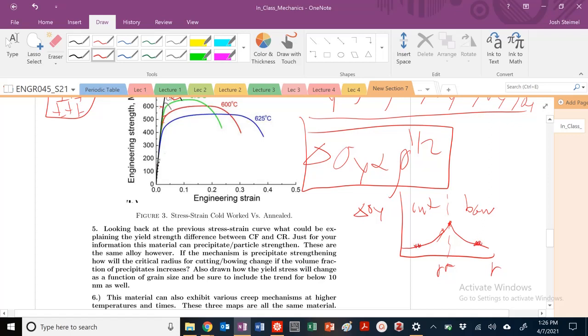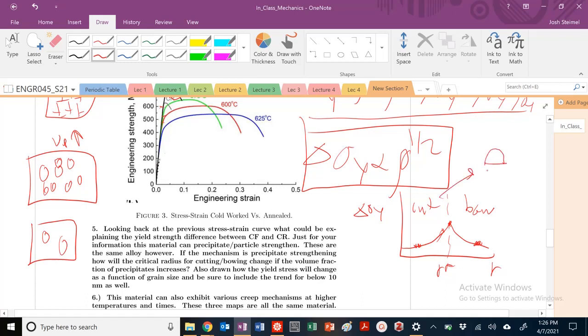If the mechanism is precipitate strengthening, how does the critical radius for cutting change as the volume fraction of precipitates increases? Remember, if I have a system like this with lots of particles, so the volume fraction increases, versus this system here, when I cut, the penalty in energy is the creation of surface area. If I'm cutting through more particles, I'm creating more surfaces, if there's a higher volume fraction of particles. So this critical radius is going to shift this way. Alternatively, if I have a system with only one particle here, it'll shift the opposite way.